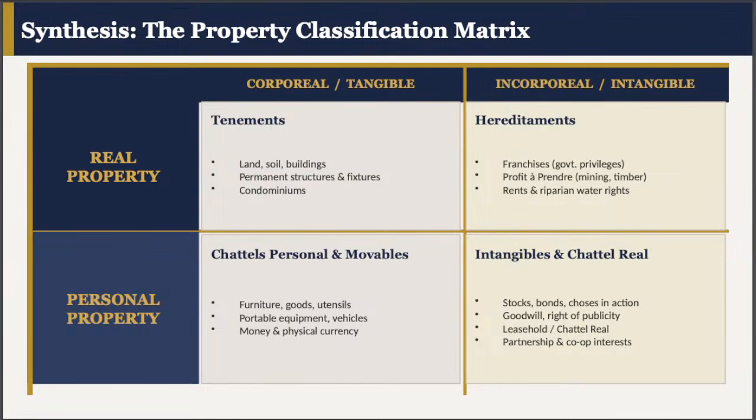But I digress there. So let's look at real property. On the tangible side, we have the tenements. This is strictly tangible: the land, the soil, the buildings, the permanent structures and fixtures.